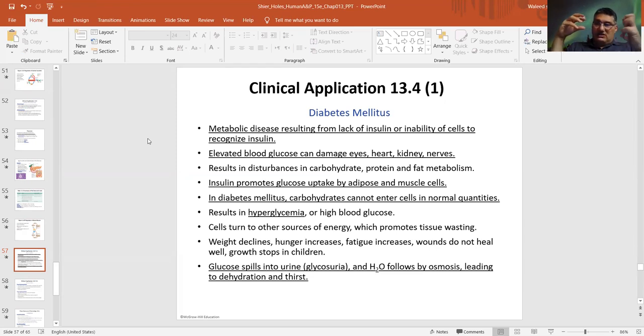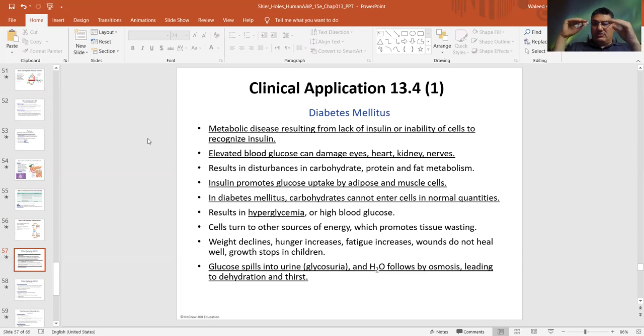So are the cells going to take their glucose? No, it's not going to take it. So these are the two types: child onset and adult onset. Type 1, type 2. Type 1, you don't secrete enough insulin. Type 2, you do secrete enough, but it's not working because of less sensitivity. The cells are not responding.